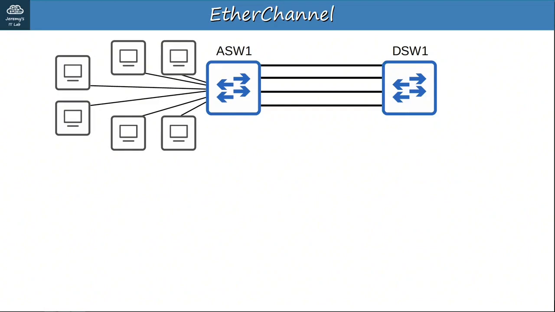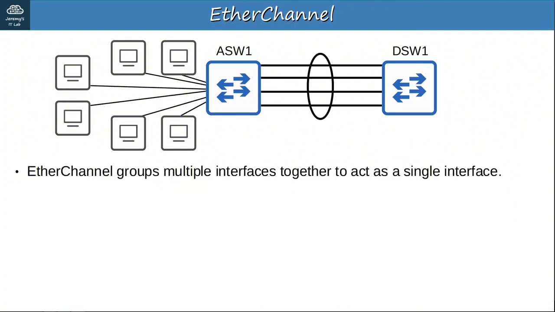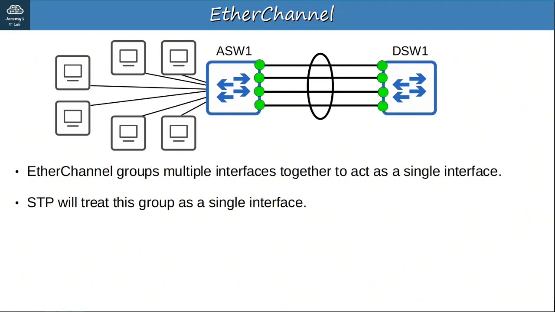An EtherChannel is represented in network diagrams by drawing a circle around the interfaces that are grouped together, like this. EtherChannel groups multiple interfaces together to act as a single interface. STP will treat this group as a single interface. So after grouping these interfaces into an EtherChannel, the network admin once again checks the link lights. This time they are all green.